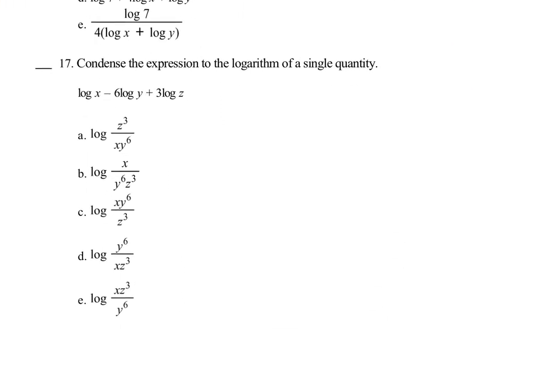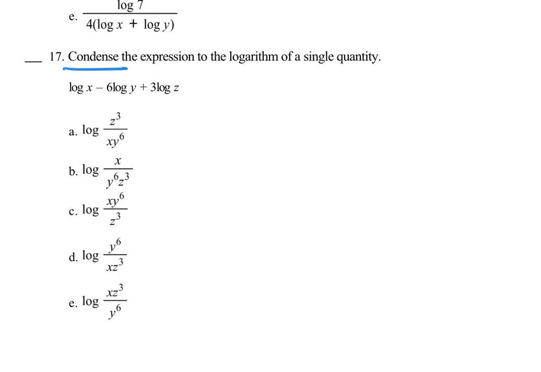All right, so 17, we're condensing. There's a minus and a plus. Remember, minus means division, plus means multiplication. So only the one with the minus goes to the bottom. And knowing just that, I know y to the 6 goes to the bottom. You could literally eliminate all of them, because this is the only one that has y to the 6 on the bottom. So use that for help with time.